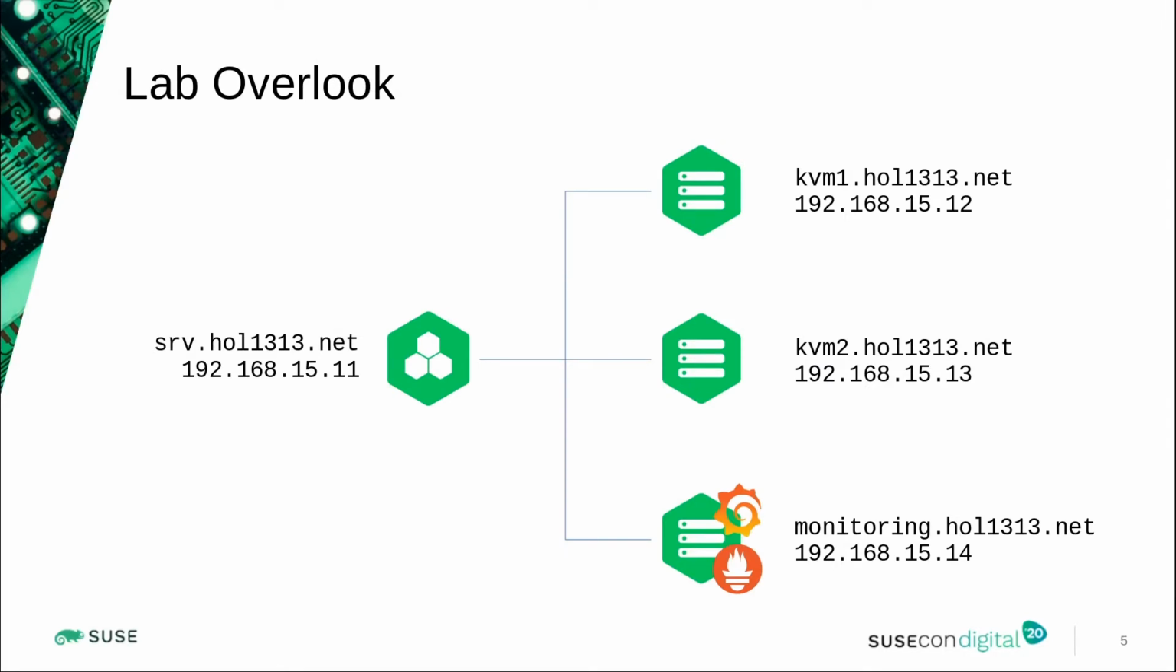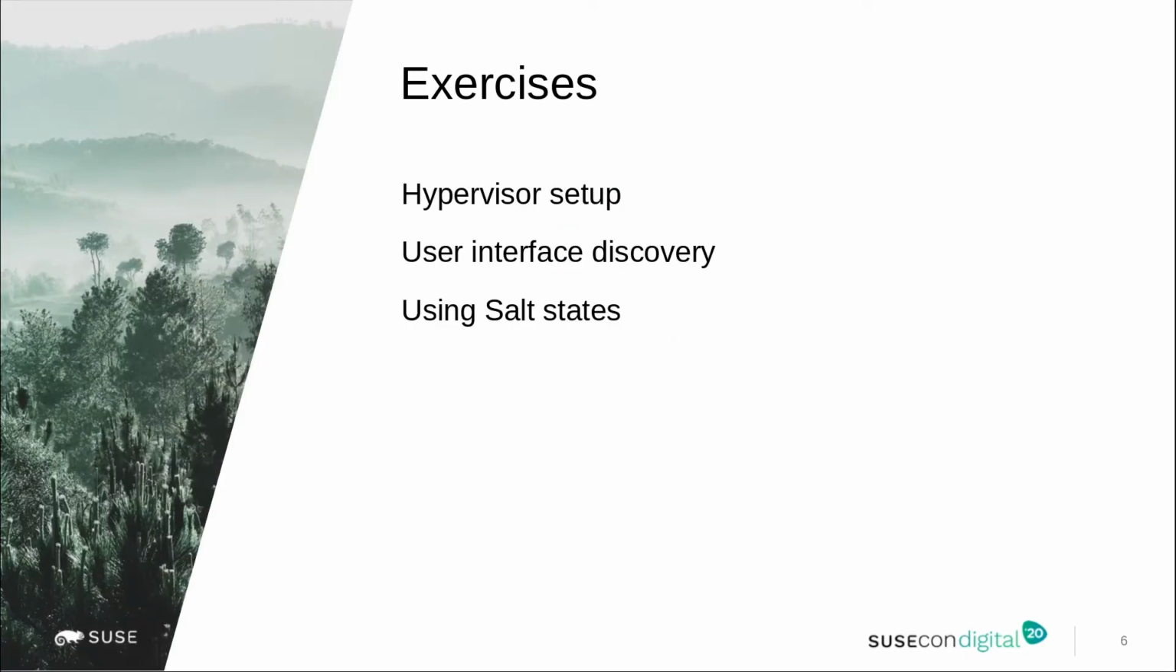The lab is composed of 4 machines: 1 server hosting the SUSE Manager server, 2 KVM hosts, KVM1 and KVM2. These have almost nothing, just the OS, and that's all. And a monitoring machine that will host Grafana and Prometheus. The virtualization exercises are divided in 3 big parts. First, setting up the hypervisor, then creating VMs, managing VMs using the user interface, and then doing the same thing and more using Salt states.